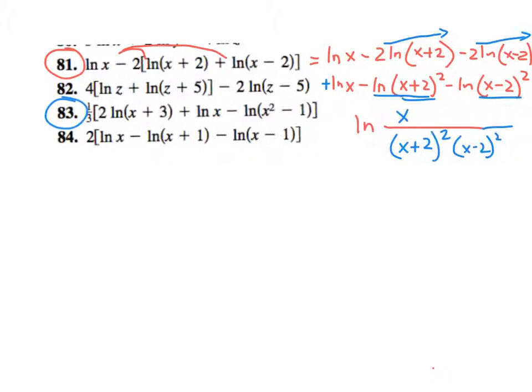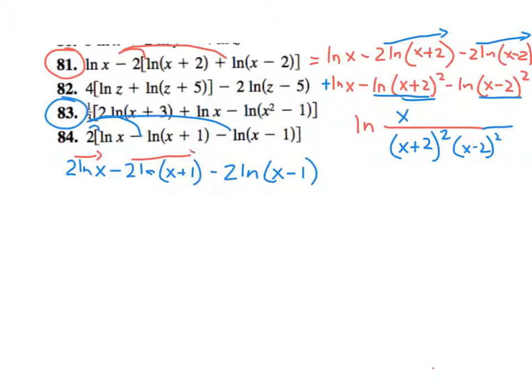Number 83 uses the same idea. I'm going to distribute the 2 through each of these and make that 2 ln x minus 2 ln of x plus 1 minus 2 ln of x minus 1. I'm going to then carry the exponent up. Since we have natural log, I can treat that as an exponent.